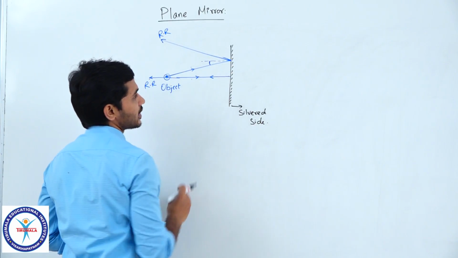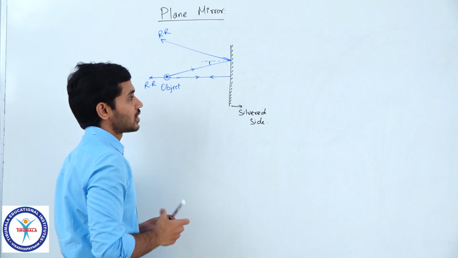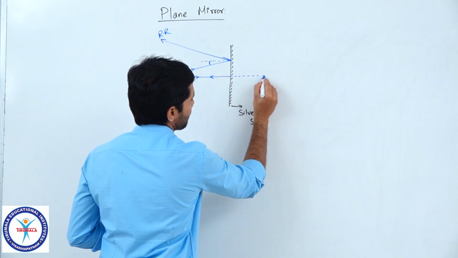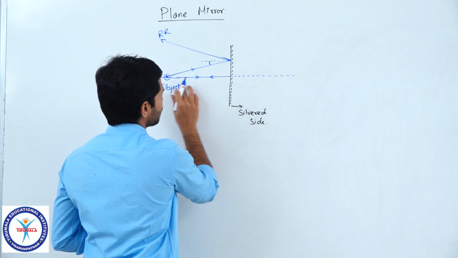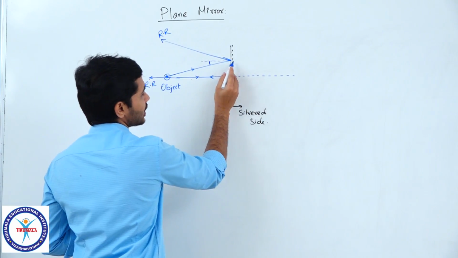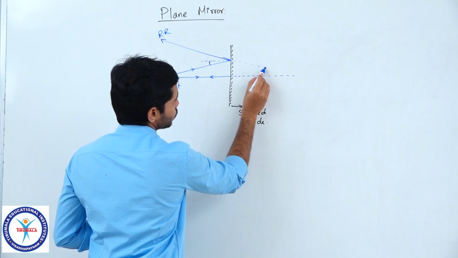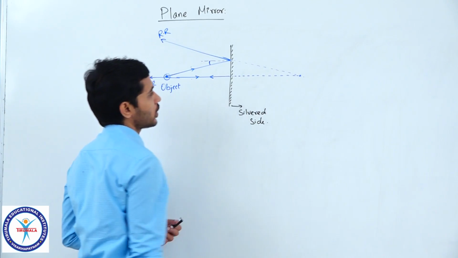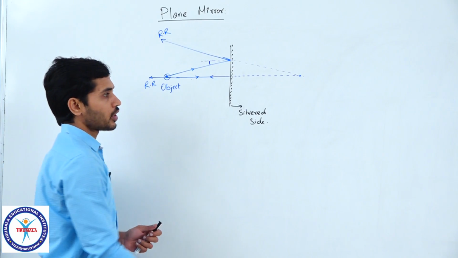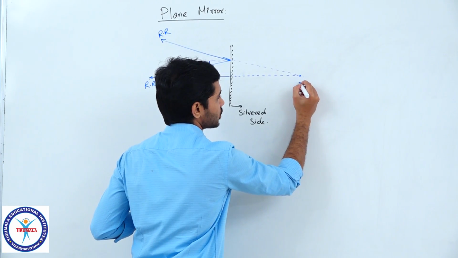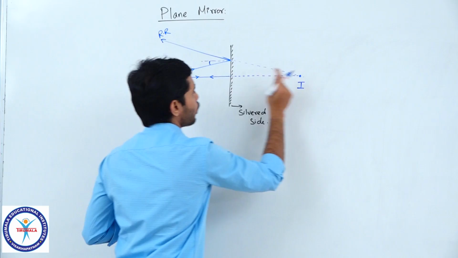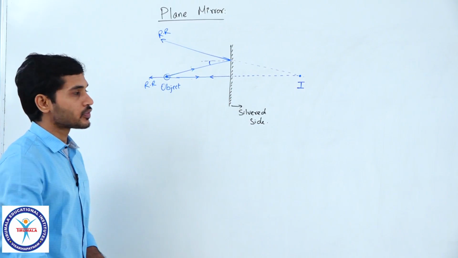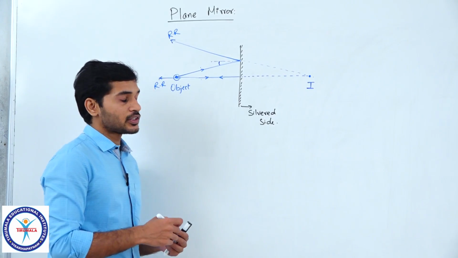Okay, so these two light rays, when traced backwards, appear to come from a point which is behind. So, I am just tracing this light ray backwards, and similarly I am tracing this light ray also backwards. Both of them appear to come from a point which is over here, and that point is what we call the image of this object formed by the mirror. So, that is the basic idea. Now, let us try to locate where the image is formed.